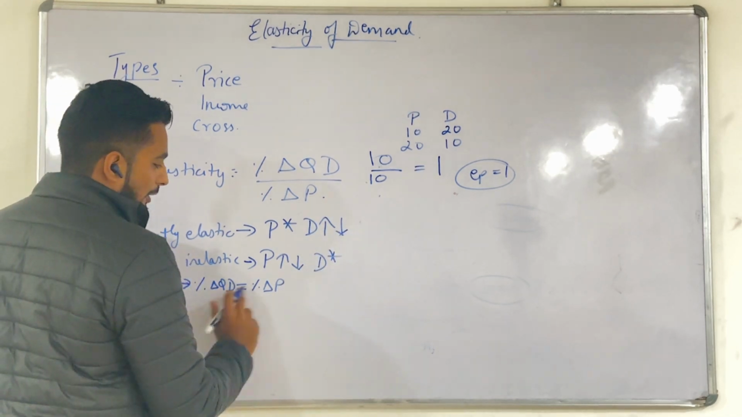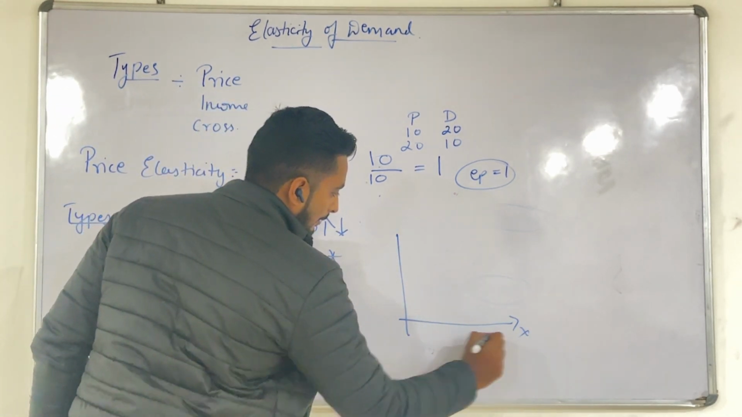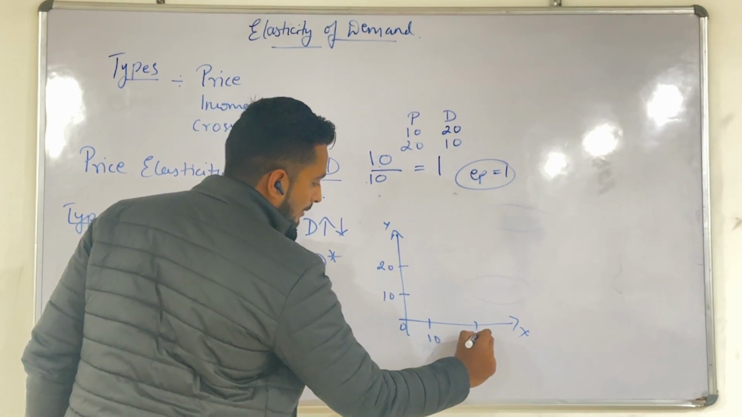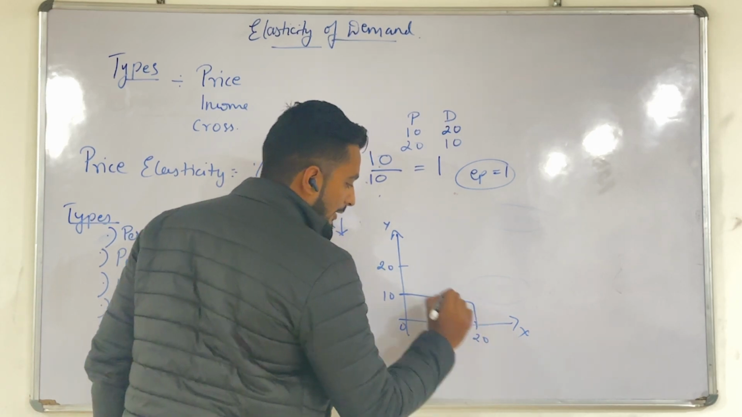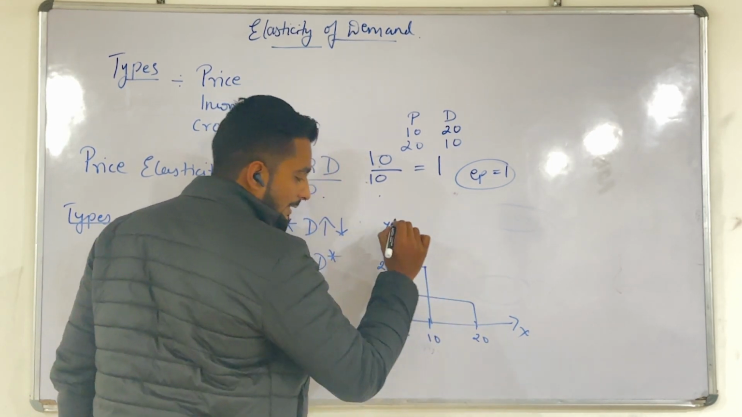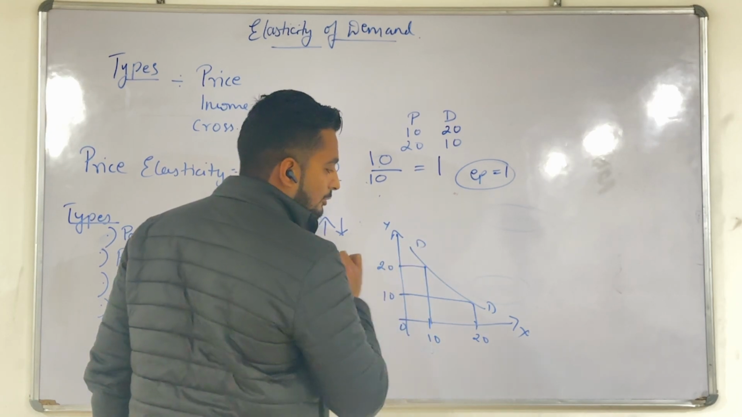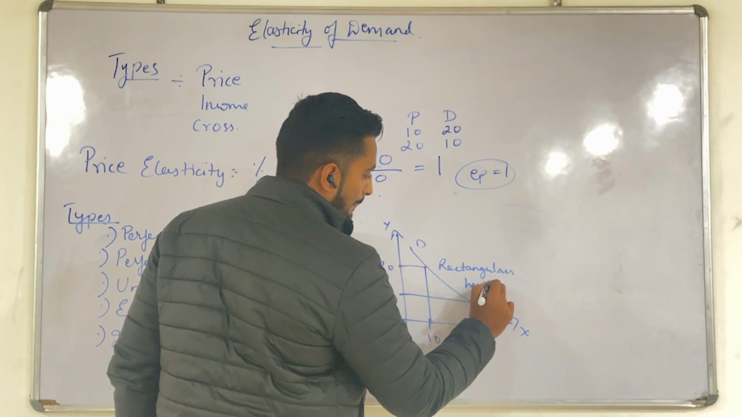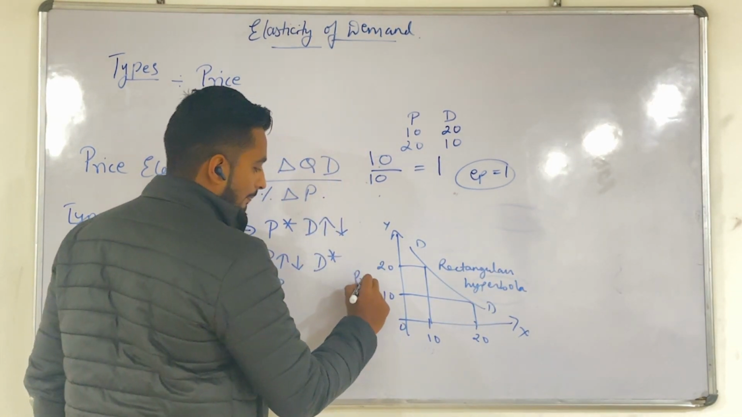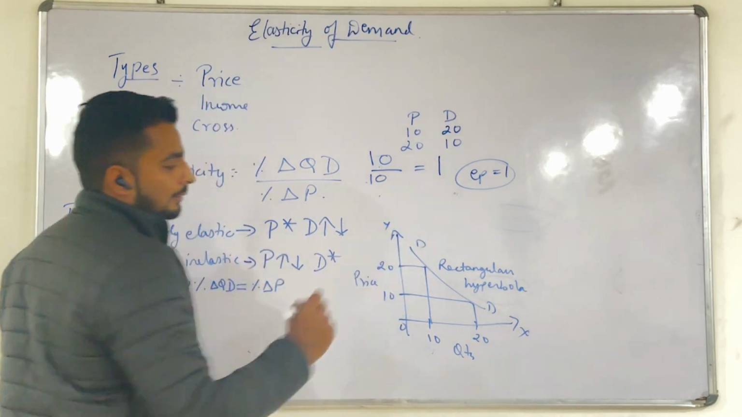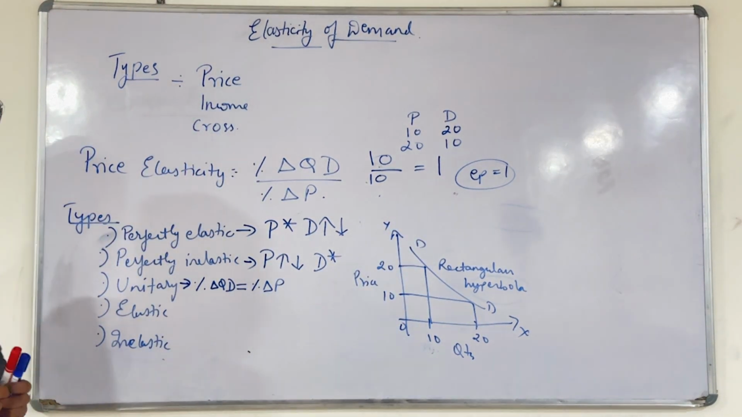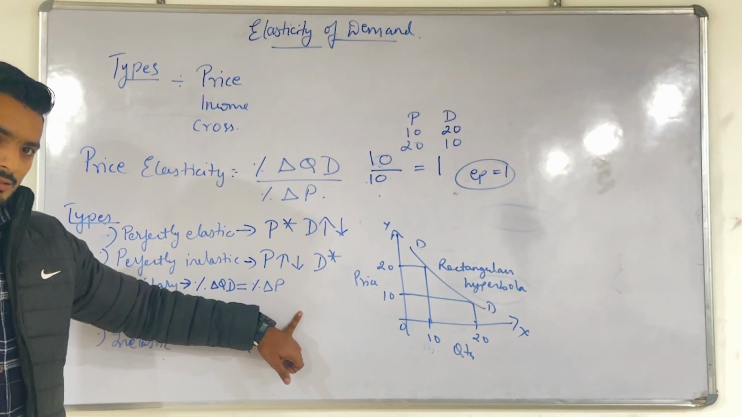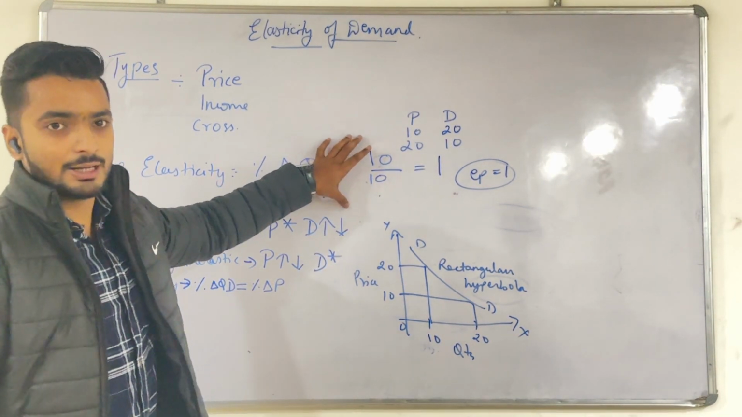So what will be the graph of unitary? Price 10, 20, quantity demand 10, 20. At 10 price, quantity demand is 20, and at 20 price, quantity demand is 10. So the demand curve will be downward sloping. The curve is known as a rectangular hyperbola. Price, quantity. This is your unitary demand. Unitary means percentage change in demand is equal to percentage change in price.